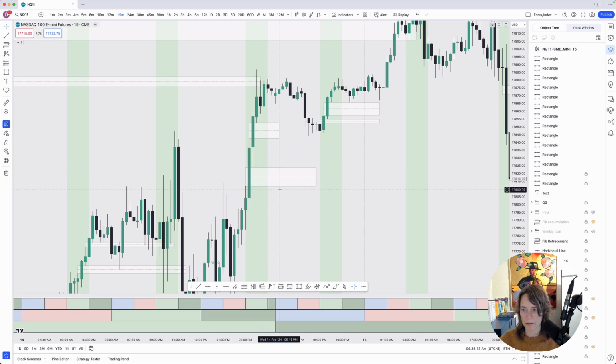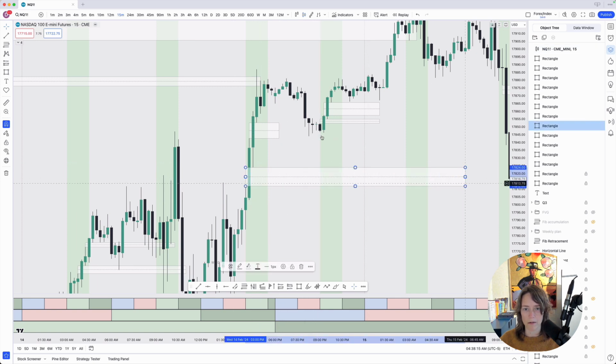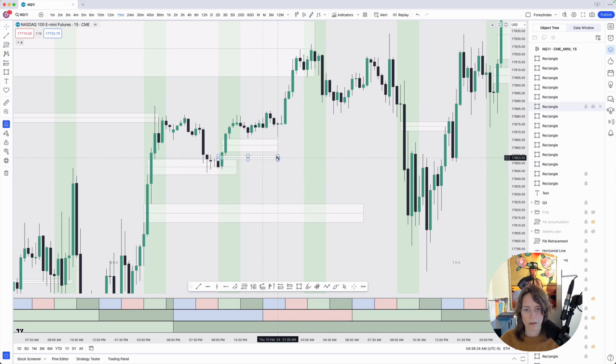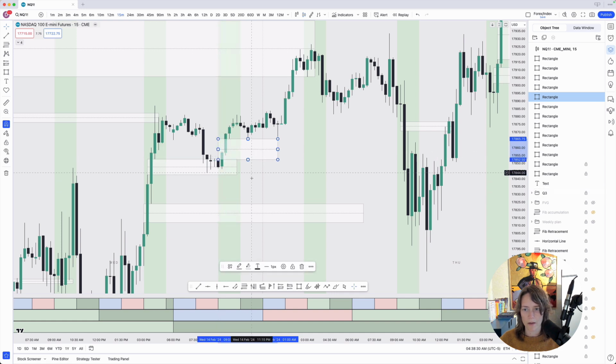All right, these imbalances, let me stretch this out. This actually tapped in the green box and pushed up. We have two here. This is a small one. Let me just put them together because that doesn't matter. It's just a bigger imbalance like that.